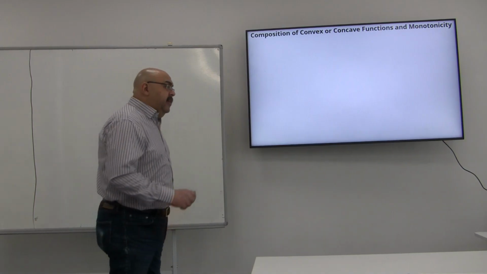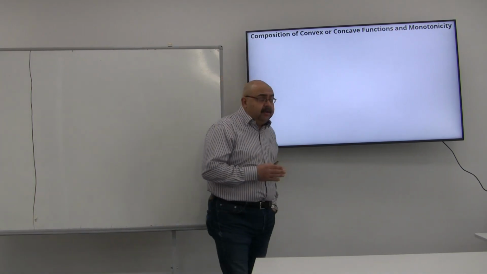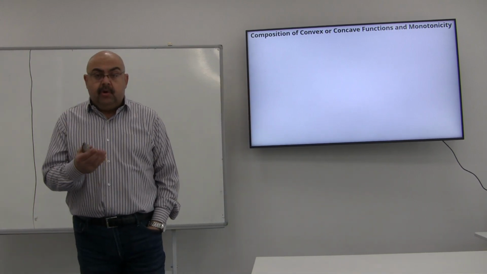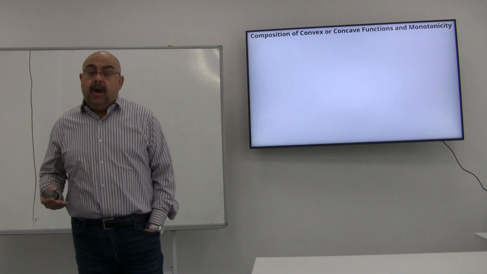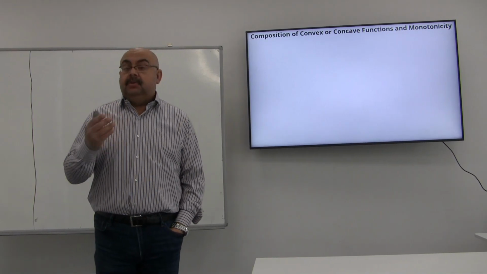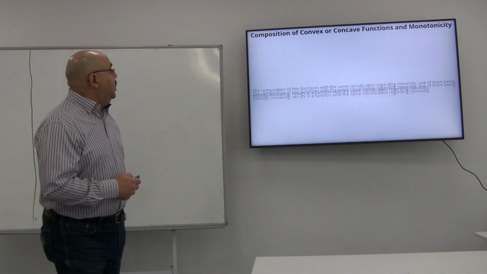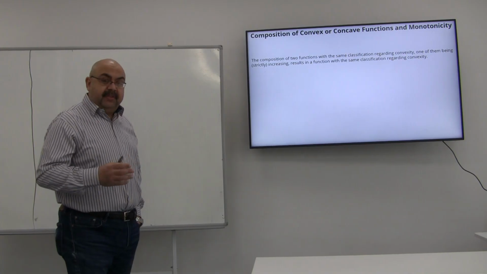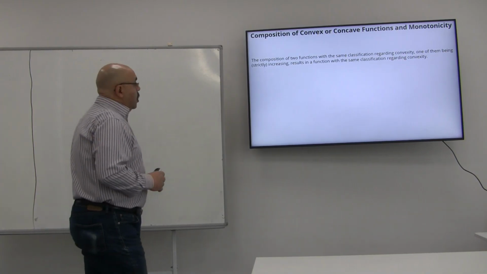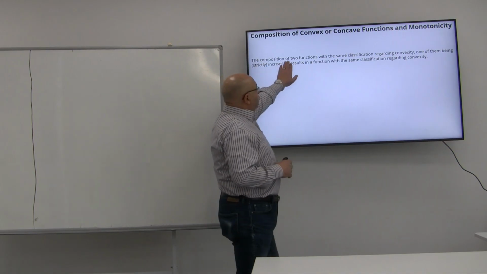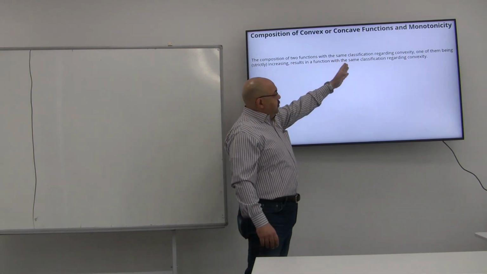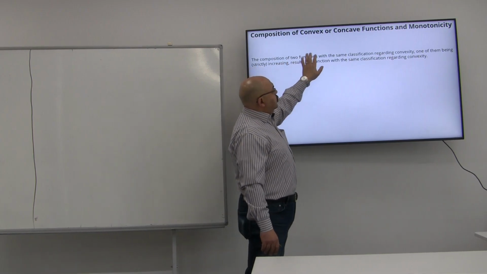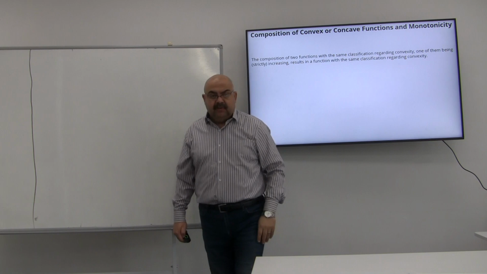Now we're coming to a very serious point, which is the composition of two functions. One of them is convex or concave, and the other one, through this composition, is also concave or convex. This is a very nice property for these functions once they are composed with each other. So the composition of two functions with the same classification regarding convexity, one of them being strictly increasing, results in a function with the same classification regarding convexity.